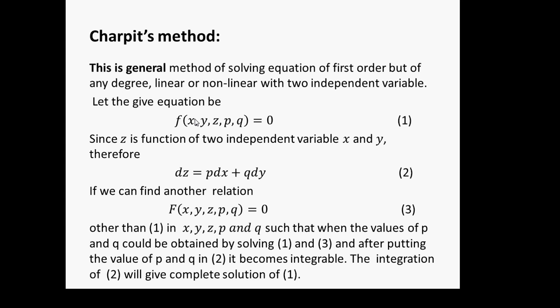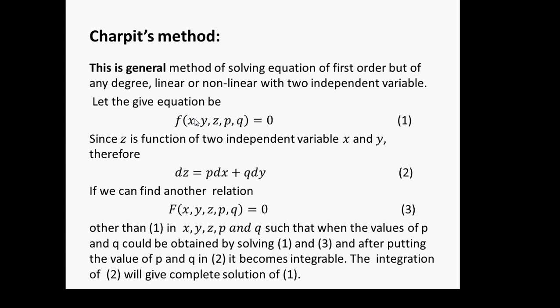If we can find another relation between the variables x, y, z, p and q, given by equation number 3, other than the given relation 1, such that the values of p and q can be found by solving equations 1 and 3, and after putting the values of p and q in dz = p dx + q dy this becomes integrable, then the solution of this will give the complete solution of the given differential equation by Charpit's method.